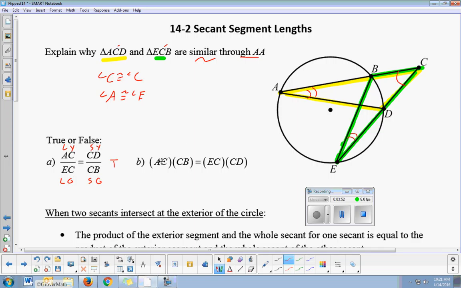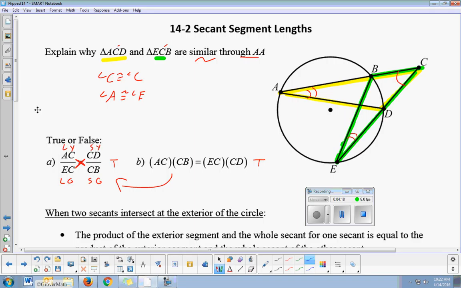Then how about this? Do you think the length of AC times the length of CB equals the length of EC times the length of CD? What do you think about that? The answer is yes, that is true, because this is what comes from the cross multiplication of the proportion right here: AC times CB equals EC times CD. Now, what's the purpose of this?